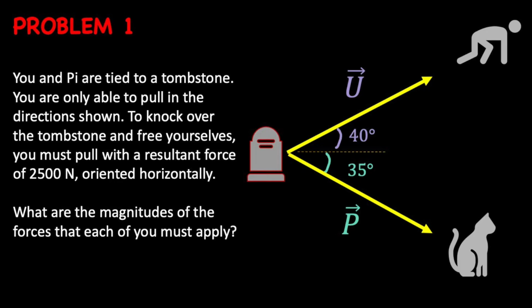You and Pi have been tied to a tombstone. You're only able to pull in the directions shown. To knock over the tombstone and free yourselves, you must pull together with a resultant horizontal force of 2,500 newtons. What magnitude of force do each of you need to pull with?